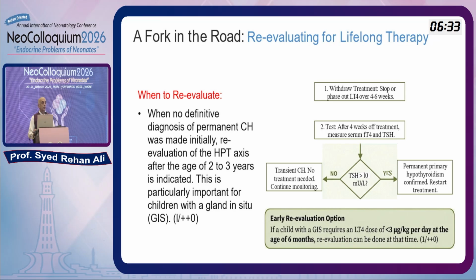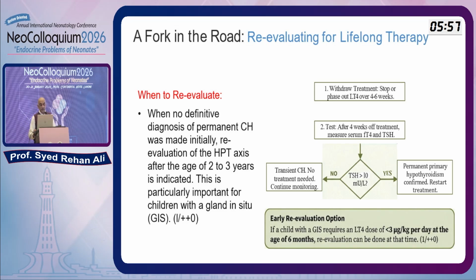So how do you do that? You stop the treatment or you phase out over 4 to 6 weeks, and then after 4 weeks off treatment, you measure the serum FT4 and TSH, and if the TSH is greater than 10, then that's a permanent disorder and you need to restart treatment. But if the TSH is less than 10, that could be transient, no treatment needed, and you continue to monitor this child.